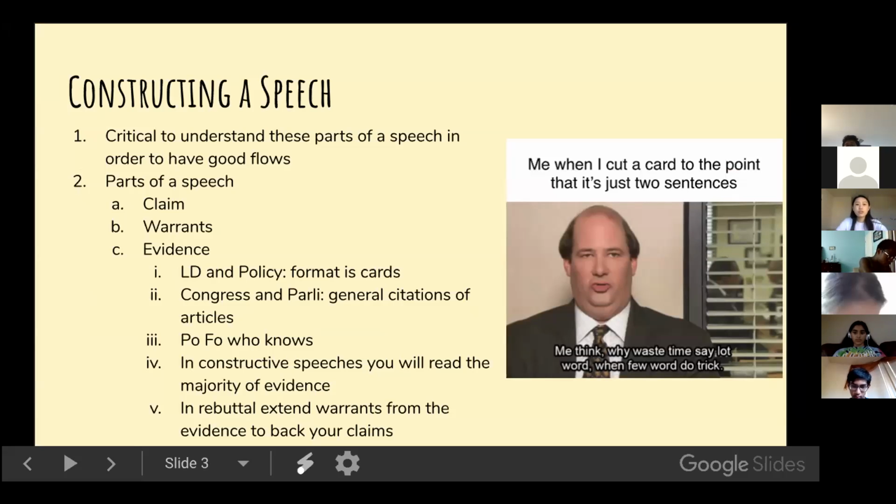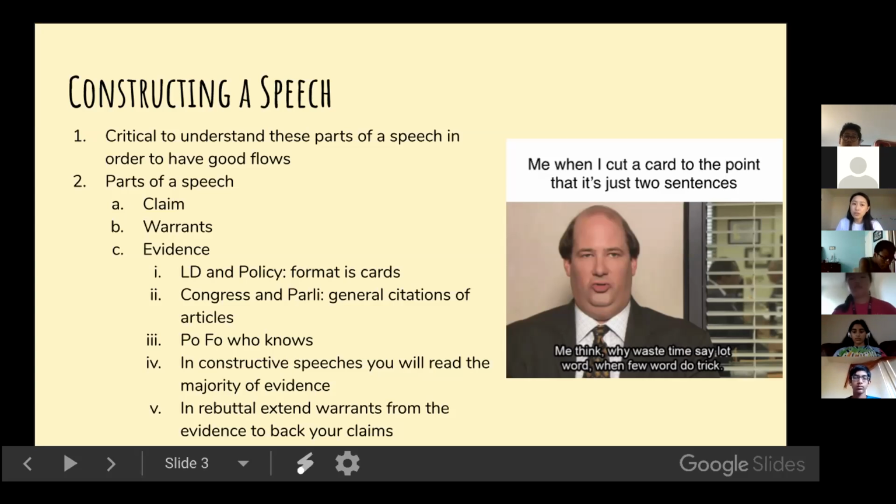Like I was saying, flows are really important to have, no matter what type of debate you're doing. It is the backbone, and it's also how you can understand how things interact in the round. When you're constructing a speech, no matter what event you do, you're going to need claim, warrant, and evidence. In LD and policy, that's in the format of cards. Your claim, most of the time for specific arguments, is going to be your tagline. Your tagline summarizes your entire card, which is a piece of evidence that you've cut from a book or an article. And then warrants are what you find within your evidence.